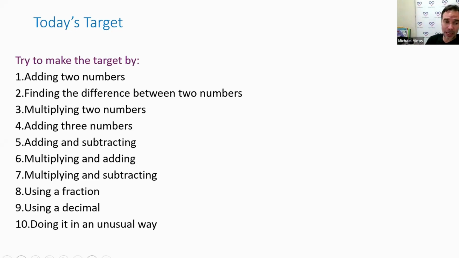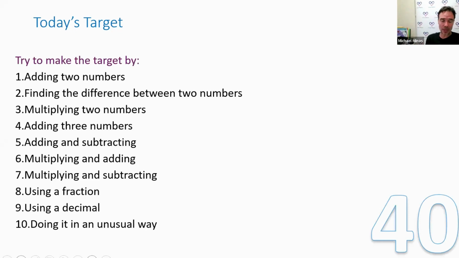And then we give them a target number. So in this case, we're going to make the target 40. Now, obviously, every day that you play this, the target number can be different. Then we are asking for 10 different people to give us 10 different equations to make the number 40.